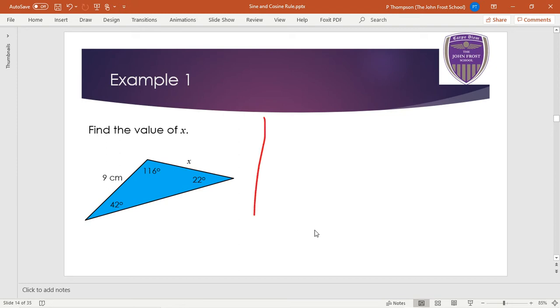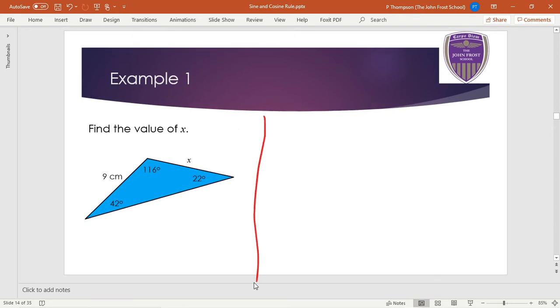Okay, so it says find the value of x. All right, now because x is a side, I'm going to label it with a lowercase letter here. Okay, I'm going to call this one side A. So that means that's angle A because it's opposite. All right, and I will call this side that I know B. So this will be angle B. The blank one is side C. That will be angle C.